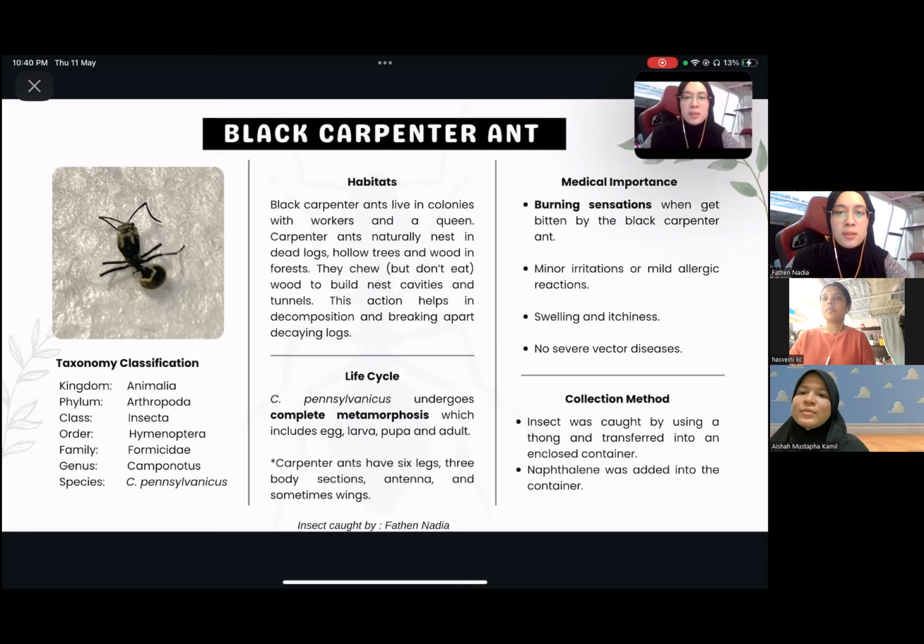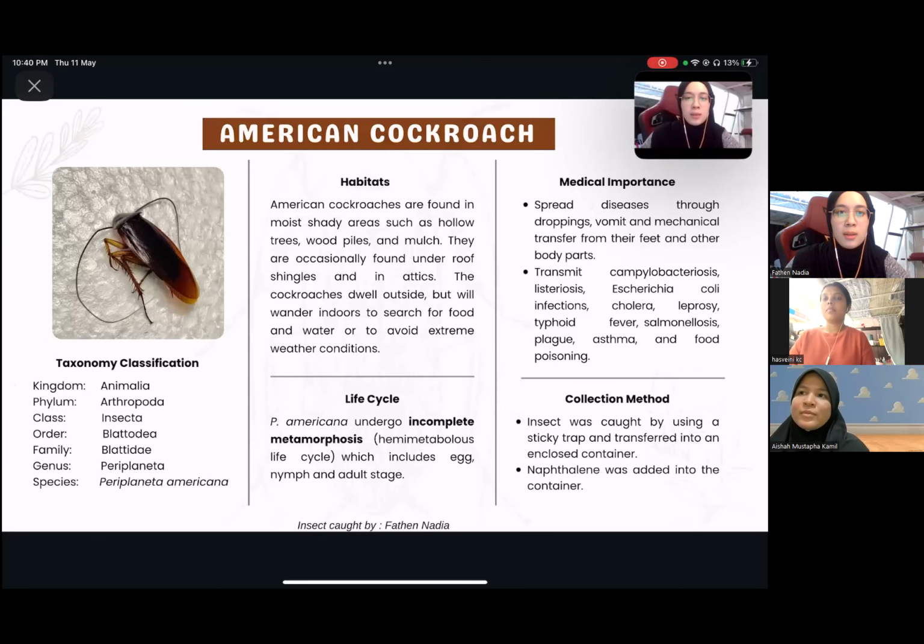And then next, for the American cockroach, the species is Periplaneta americana. As for habitats, American cockroaches are found in most shady areas such as hollow trees, wood piles, and marsh. They are occasionally found under roof shingles and in attics. These cockroaches dwell outside, but they will wander indoors to search for food and water or to avoid extreme weather conditions. As for the life cycle, it is a bit different because the American cockroach undergoes incomplete metamorphosis, which is a hemimetabolous life cycle that includes only three stages: egg, nymph, and adult.